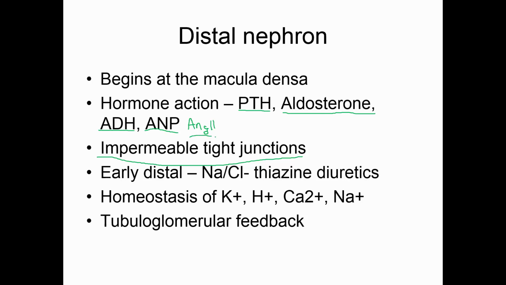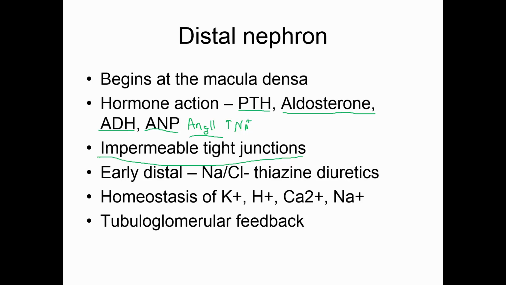Angiotensin II comes from the renin-angiotensin system. Angiotensin is a vasoconstrictor, but it also works throughout the nephron to increase sodium reabsorption and increase blood pressure.